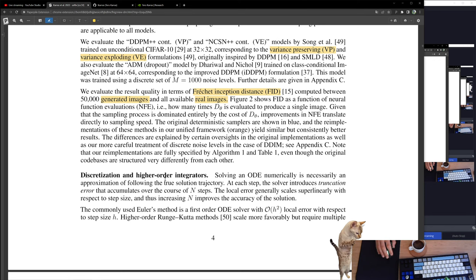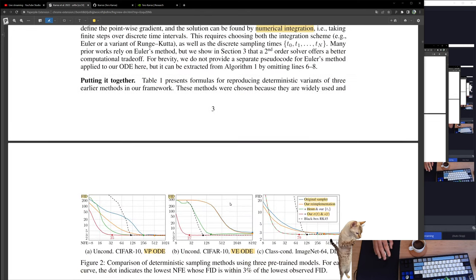Solving an ODE numerically is necessarily an approximation of following the true solution trajectory. At each step, the solver introduces truncation error. Okay. So because you're numerically solving this ordinary differential equation, you're going to be accumulating error over the steps. And increasing the number N improves the accuracy of the solution because the error is dependent on the step size, right? So that's what they were saying here.